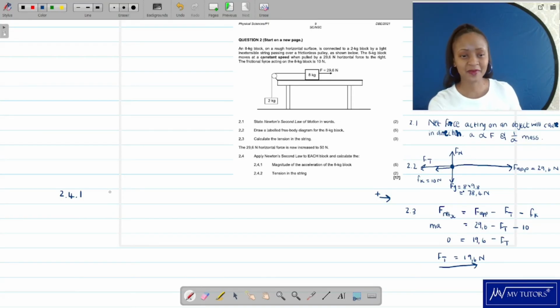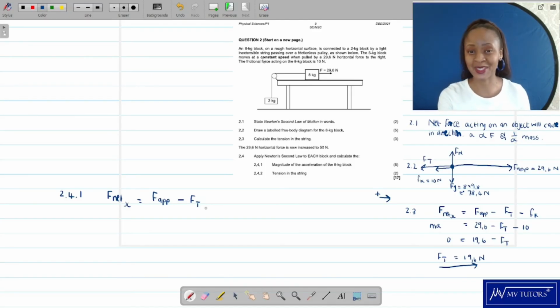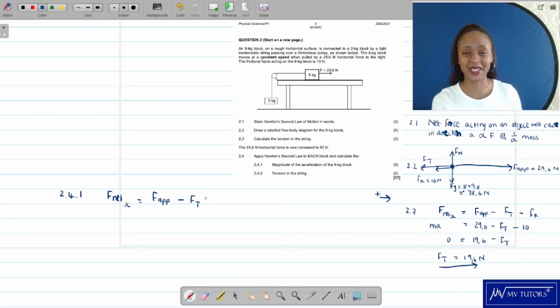So again, the net force in the x direction will be equal to the force applied, which is now 50, minus the tension force, which was 19.6 when 29.6 Newton was applied. Now we don't know what the tension force is now, so don't make the mistake of substituting 19.6. It has changed.